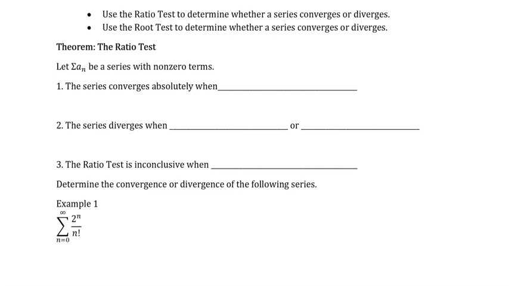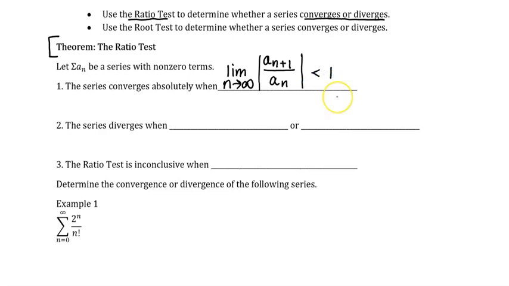In this section, we begin with our first objective of using the ratio test to determine if a series converges or diverges. So first, let's talk about what the ratio test states. If we have a series whose terms are not zero, the series will converge absolutely if the limit as n approaches infinity of the absolute value of a sub n plus 1 divided by a sub n is less than 1. If that limit is less than 1, then the series converges absolutely.